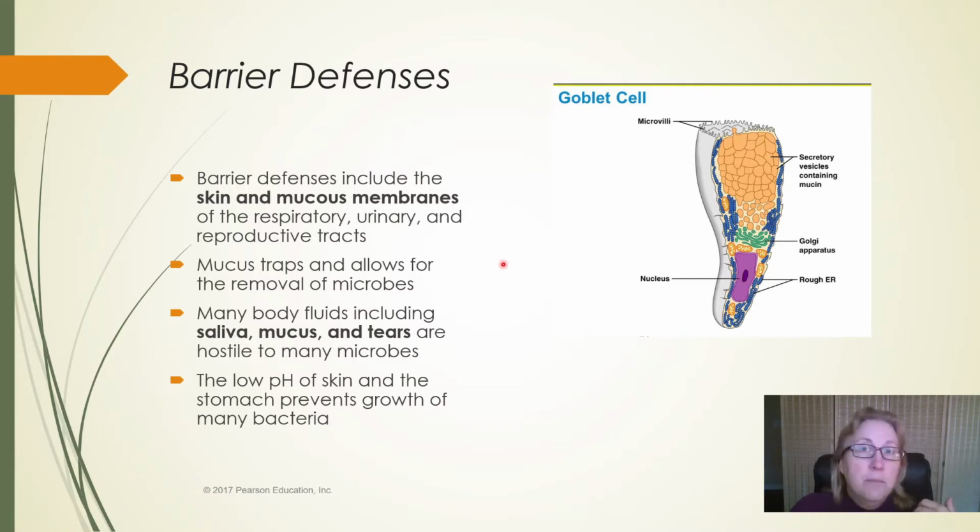Goblet cells are the mucus secreting cells that are found in these areas, and you probably know that if you get a viral infection or a sinus infection, these cells secrete even more mucus because they're trying to get rid of the invader. And that's why when you have a cold, you have a lot of mucus. It's part of the innate immune response.